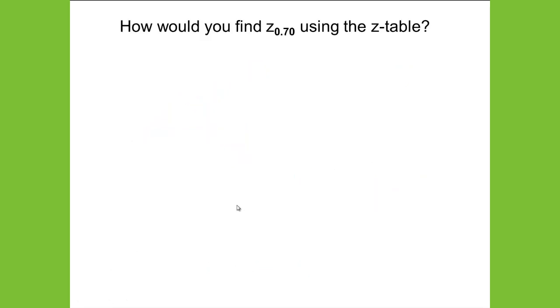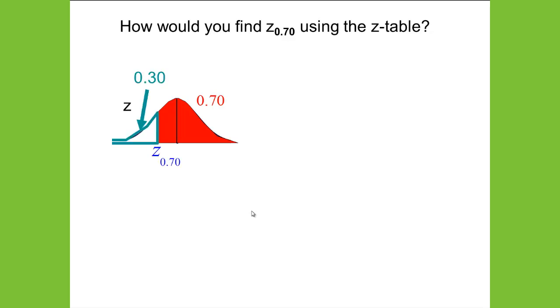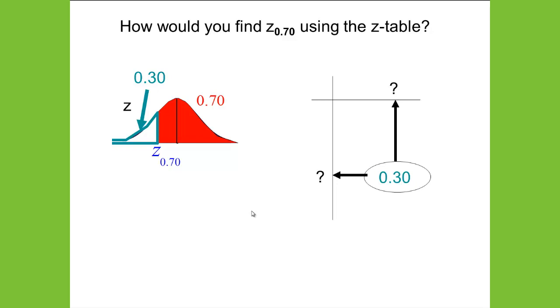Okay, let's try one more. If you're feeling very brave, pause and try it on your own before continuing. But how would you find z sub 0.70 using the z-table? Draw your curve. That would be 0.70 to the right. That leaves us 0.30 to the left. So we're looking for 0.30 in our table.